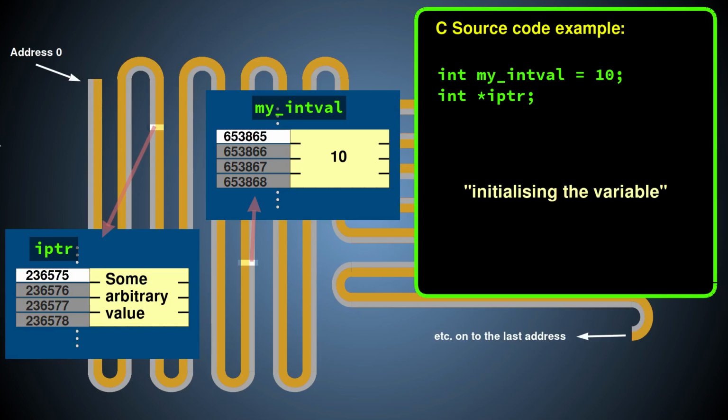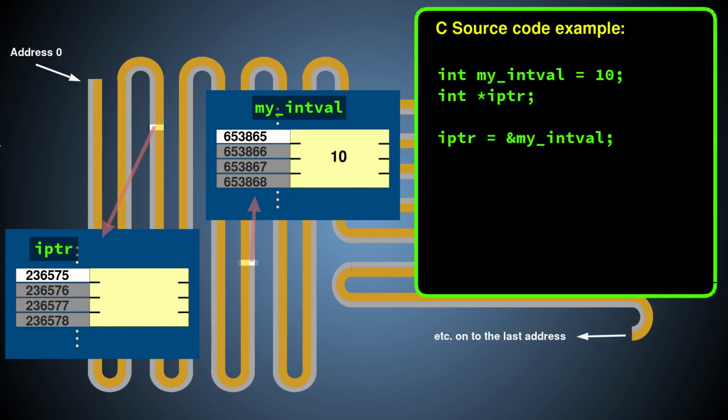And you saw an example of initialization in what we did for myIntVal earlier. So let's initialize the value of iPointer to the address of the variable myIntVal using the address operator, the ampersand, as shown. This copies the value of the address of myIntVal into iPointer, not the value stored in myIntVal, which in this example is 10.